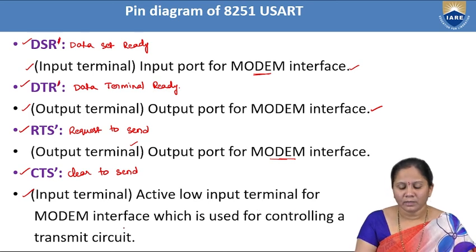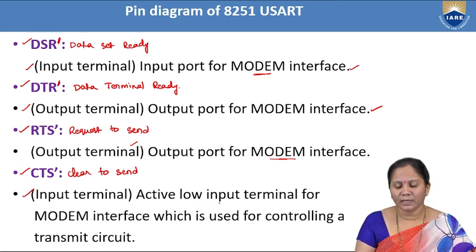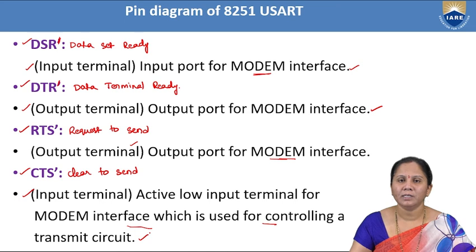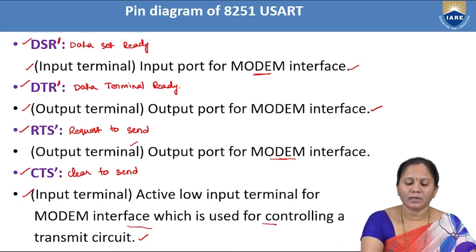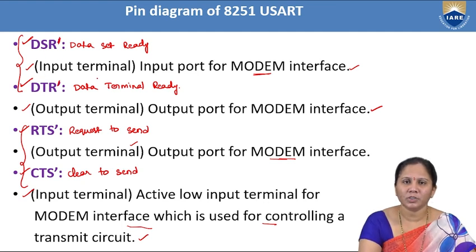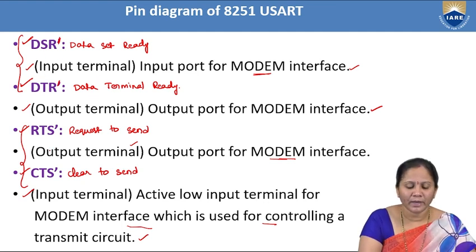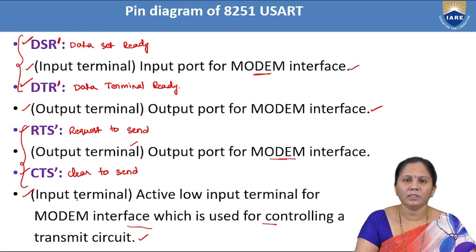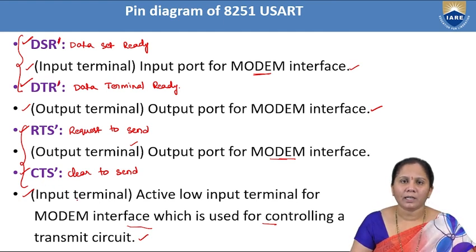Okay. So here by using this signal, the modem interface will be used for controlling a transmitter circuit. So here, data set ready and data terminal ready, these two signals, and request to send, clear to send. So this DSR and DTR, these two are the handshaking signals, one set, and request to send and clear to send, these are another two handshaking signals.